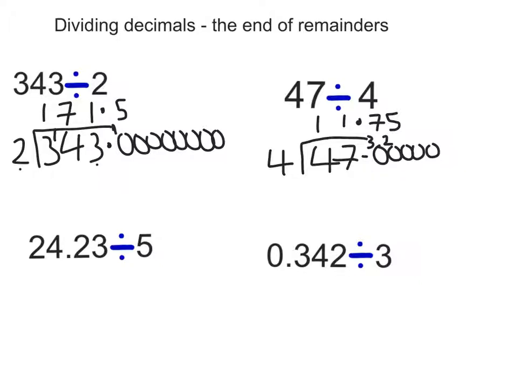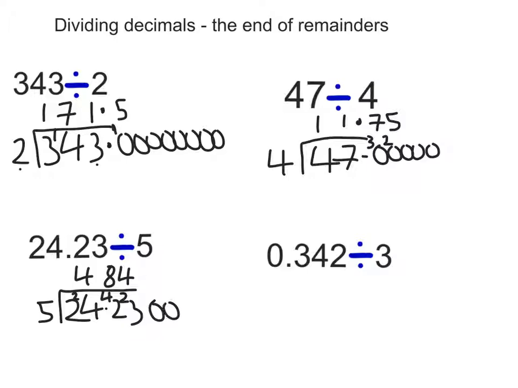Okay, let's keep going. So here's my one here, 24.23, 5 outside. 5 into 2 doesn't go, so carry my 2. 5 into 24 goes 4 times, carry 4. 5 into 42 goes 8 times, carry 2. 5 into 23 goes 4 times, and then I carry 3.